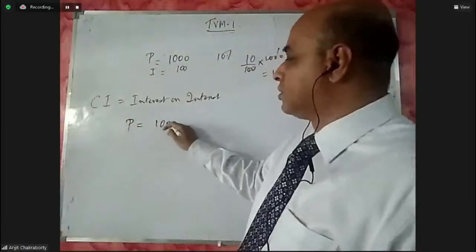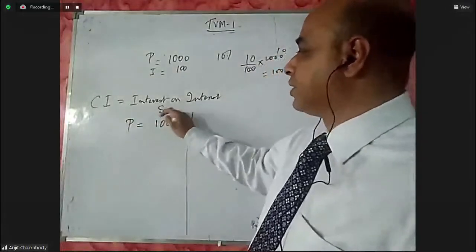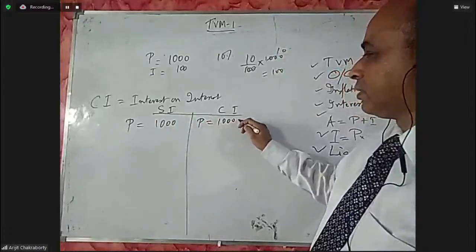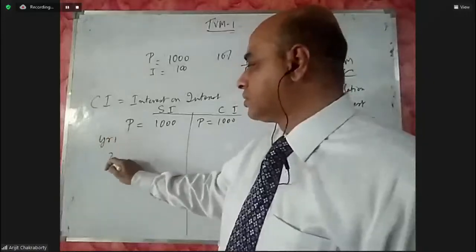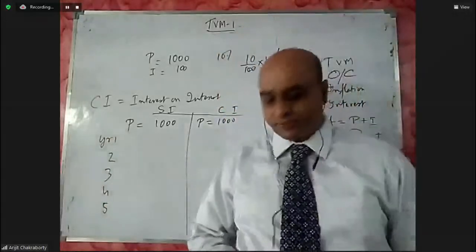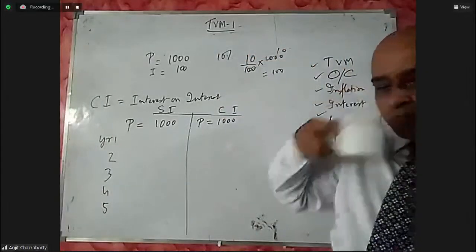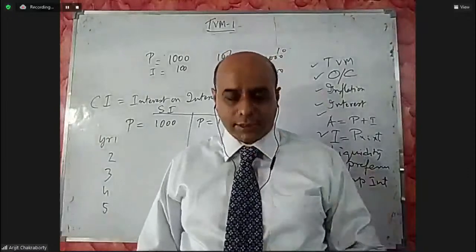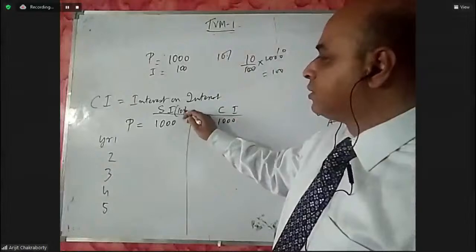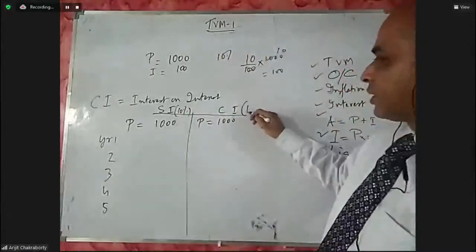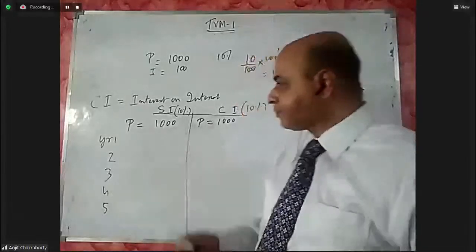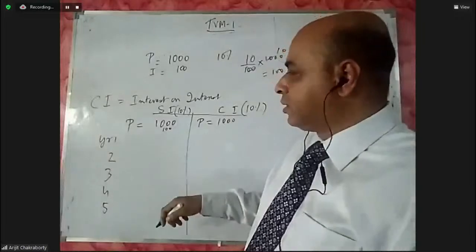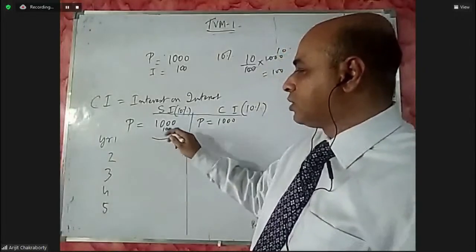My principal is 1,000. Okay, let me draw. This is simple interest, and this is compound interest. Please see carefully. The principal in both the cases is 1,000. Year 1, year 2, year 3, year 4, year 5. We will take 5 years and calculate. 1,000 is the principal amount with which I start. 10% is the interest rate on simple interest basis. Compound interest rate is also 10%. Let us first see what will happen here. The interest at the end of 1 year will be 100 rupees.